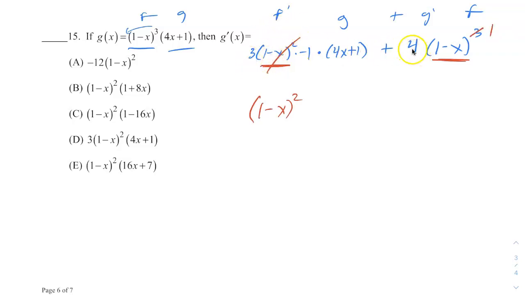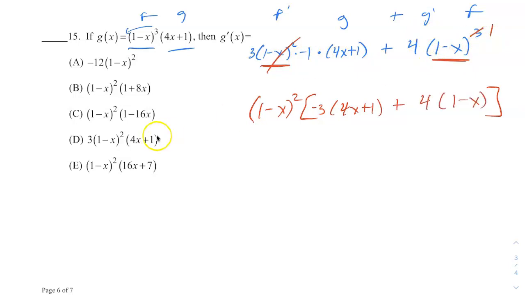Anything else? There's a 4 here, but that's connected. I can't pull that out. So that's pretty much it. Everything else is the left hand side. Okay, so what's left inside here? I got 3 times -1, so -3. I have 4x plus 1. Then over here, I have the 4 and then the 1 minus x. There's only one of those left.